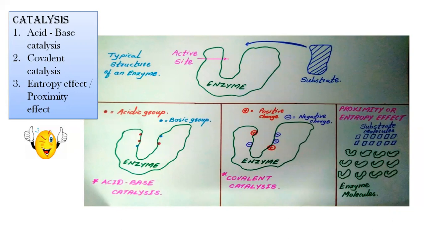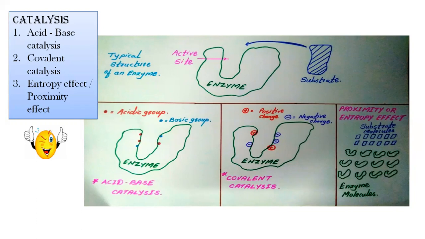Now on the structure of the substrate, specific groups are present, and those specific groups tend to get united or tend to react with the acidic or basic group of the amino acid present in the active site of the enzyme. So acid-base catalysis leads to the formation of enzyme substrate complex.